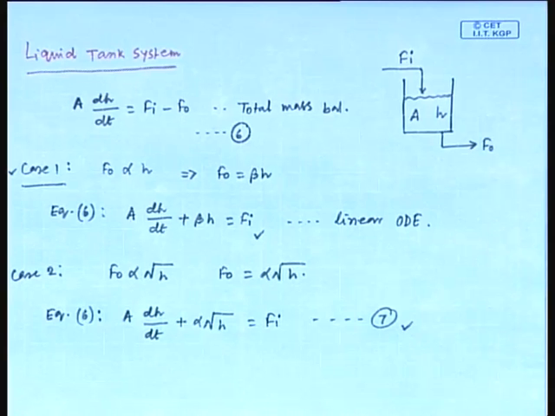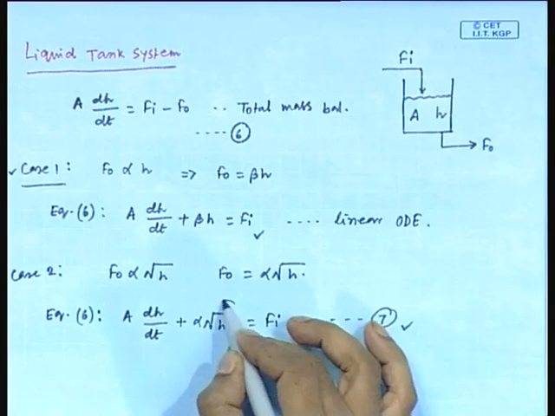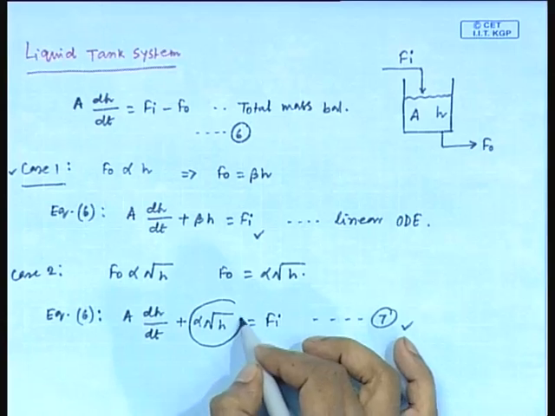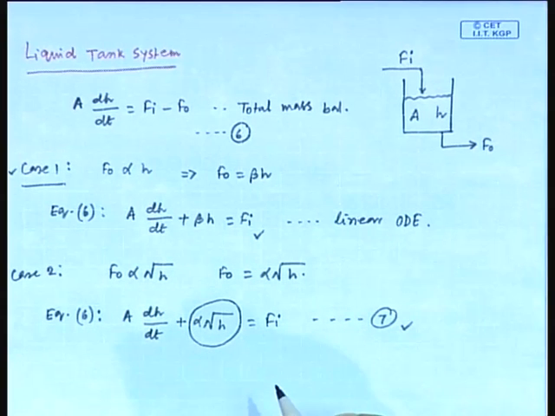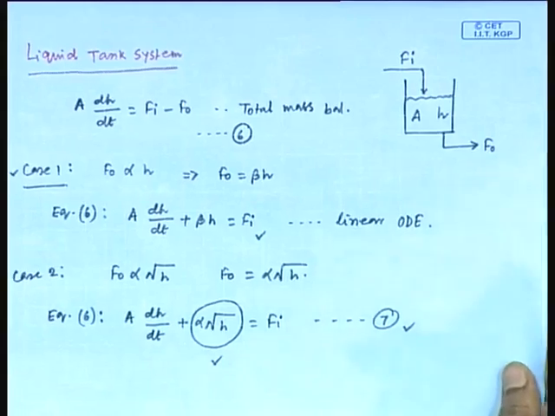This is not a linear ordinary differential equation. So, which nonlinear term is present in this equation? The nonlinear term is alpha root H. So, we will linearize this alpha root H term using the Taylor series expansion. Fine. We will linearize this alpha root H term using the Taylor series expansion, and then we substitute that in equation 7.